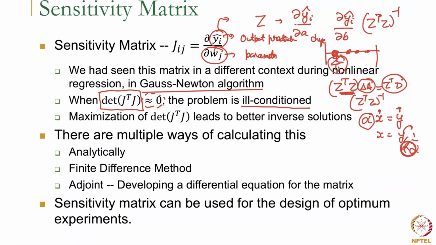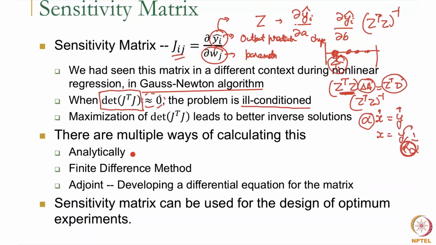So that's why we are interested in the sensitivity matrix J. I have called this J because that's the standard notation. Z is in the particular context of Gauss-Newton. But effectively, whatever we calculated in Gauss-Newton was also a sensitivity matrix, or a Jacobian, as we called it there.